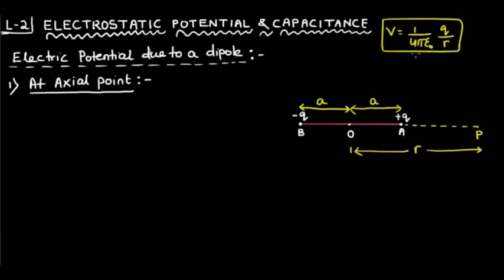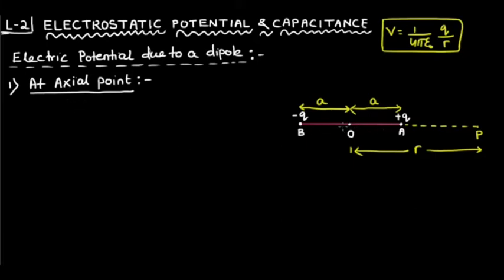And we know that this electric potential is a scalar quantity. For a positive charge, the electric potential is positive, and for a negative charge, electric potential is negative. So today in this lecture, we will derive the expression for the electric potential due to a dipole. We know that a dipole consists of two equal and opposite charges, so we will derive the expression for electric potential at the axial point and then we will derive it at the equatorial point. So first we will begin with the electric potential at the axial point.